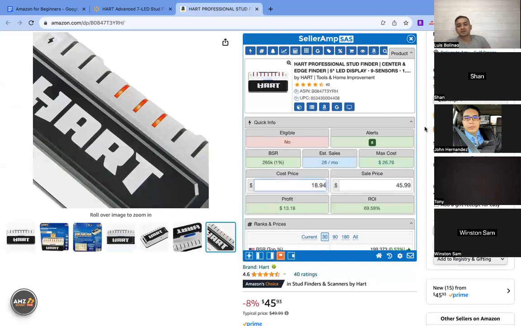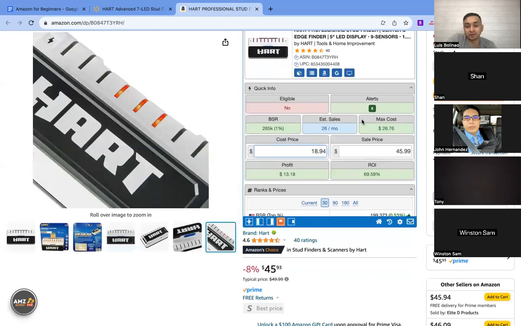If you look at the numbers, this product is very similar to the other product. The sales per month is not really good. This one is only selling 26 times a month, but the ROI is really high. It's giving you a 70% ROI. Sorry guys, what happened there? So only 26 sales a month, ROI is about 70%, giving you a $13 profit.